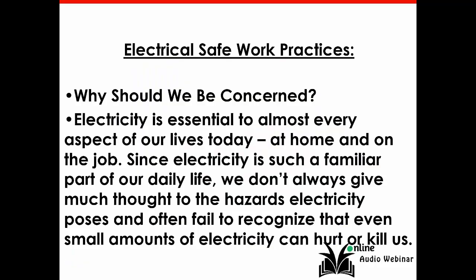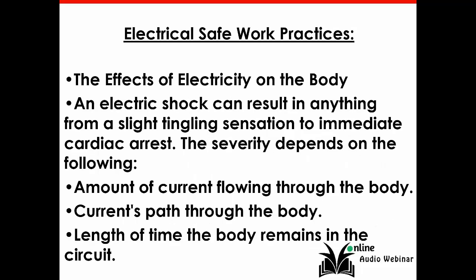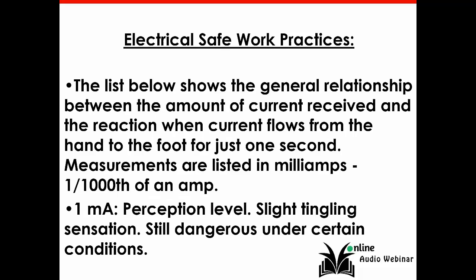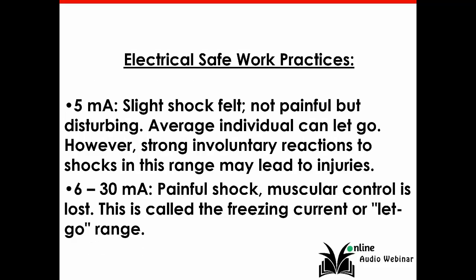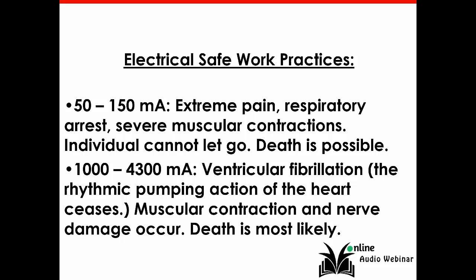So we're moving on to electrical safe work practices, which is the next OSHA Focus 4. So electrical safe work practices. You got the effects of electricity on the body. The list below shows a general relationship between the amount of current received and the reaction when the current flows through the hand to the foot. 5 milliamps, which a ground fault circuit interrupter is designed to trip at, 50 to 150 milliamps.